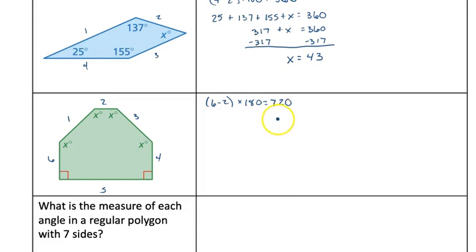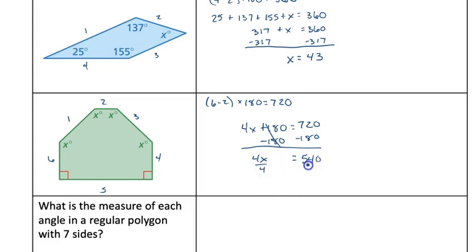Now I need to set up my equation. So I noticed that my interior angles are x, x, x, x. Well, that's 4 x's, so 4x. 90 and 90, well, that makes 180. And when I add all of that together, it should equal 720. Two-step equation. Let's subtract the 180. So 4x equals 540.